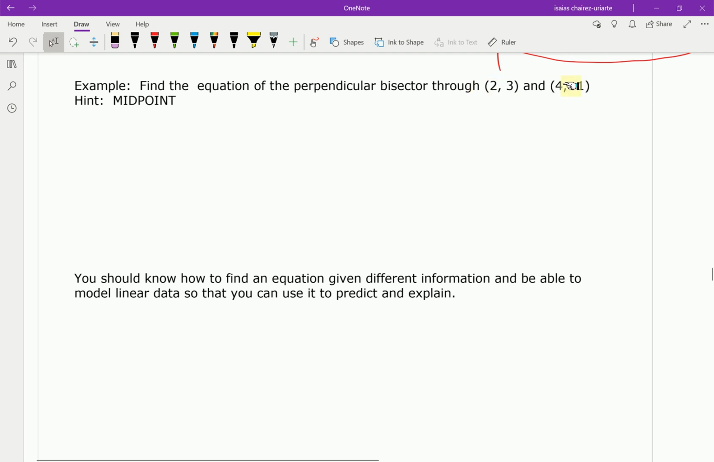There's a little line that goes through those 2 points. And then there's another little line that intersects this line right at the middle of this line. That's why they give us this hint to use the midpoint. So take a second, see if you can figure it out on your own, and then let's check our answers.